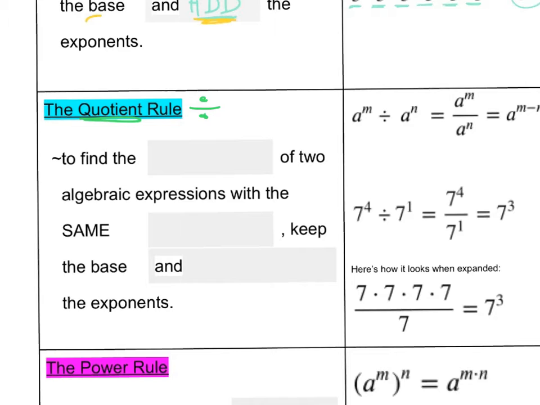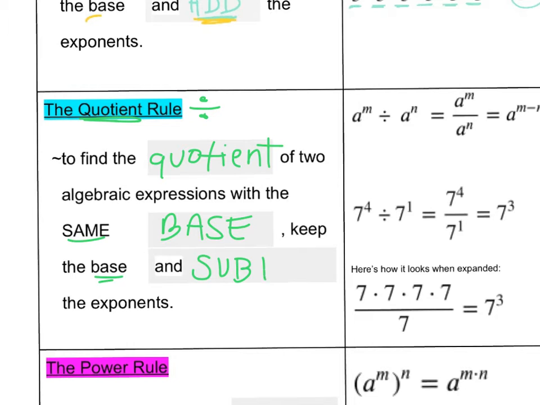So to find the quotient of two algebraic expressions with the same base, you're going to keep the base and subtract the exponents. Okay, so let's see what this looks like.